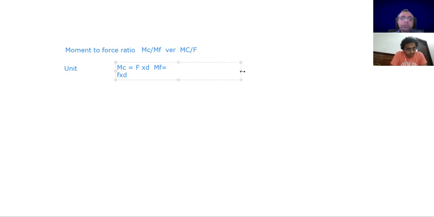The moment of force is produced when a force is applied, while the moment of couple is produced by our mechanics. So MC/MF does not have any unit, because it's a ratio. MC/MF, no unit. While MC/F, that is the moment of couple by force ratio, has a unit that is equal to millimeter.